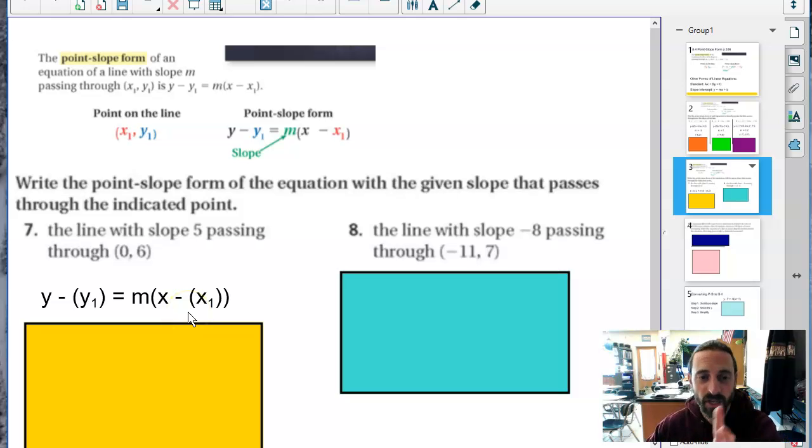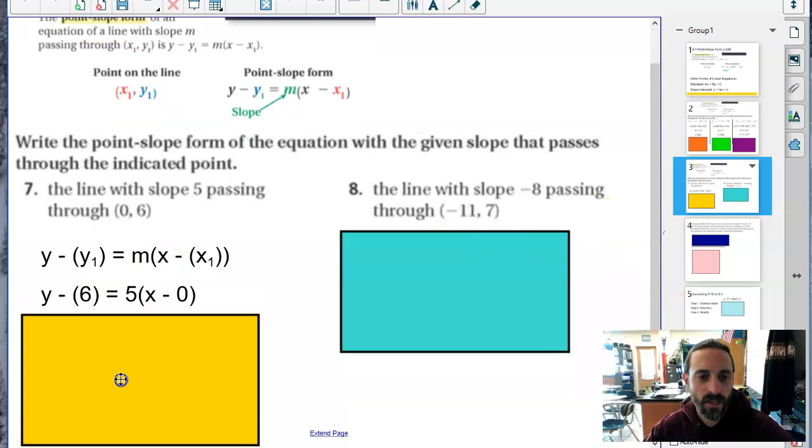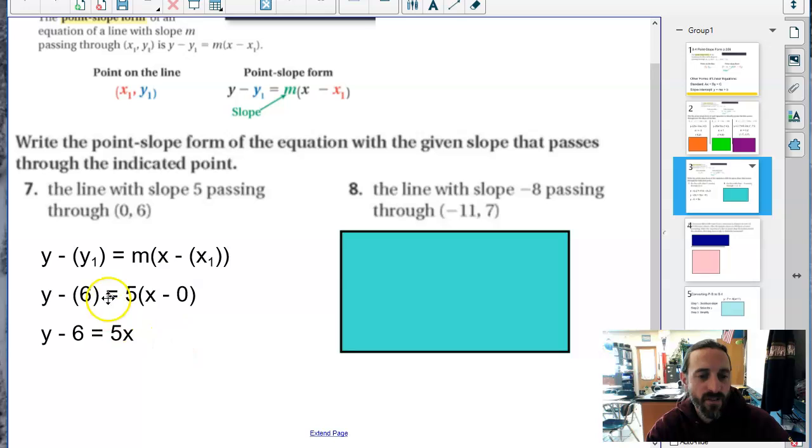Step 2, plug it in. In the first example, the x-coordinate is 0, the y-coordinate is 6. That means the 0 goes in here, the 6 goes in here. So I've got y minus 6 equals 5 times the quantity x minus 0. And then I can simplify it out. If I distribute, 5 times x is 5x, 5 times 0 or negative 0 is 0. It goes away. So this equation simplifies out to y minus 6 equals 5x.